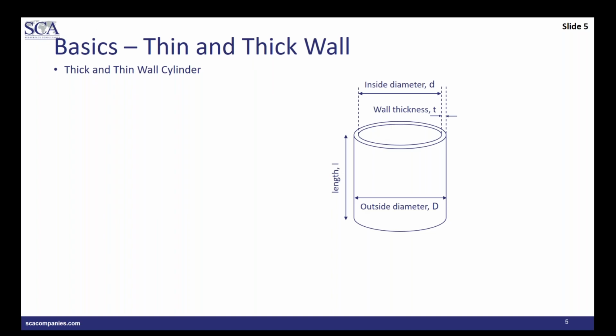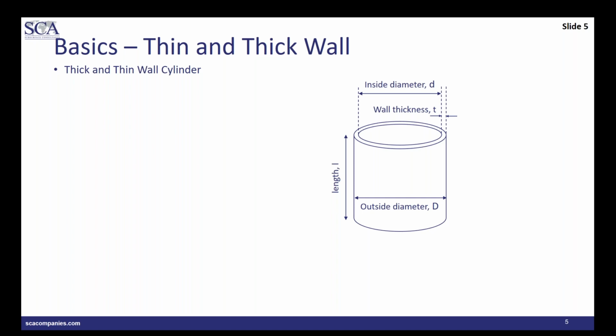In order to understand completely, we need to have some basics. I would like to put forward some basics that are considered in drillstring design. One is a thick cylinder, the other one is thin wall cylinder. We have diameter, inside diameter, outside diameter, length, thickness.